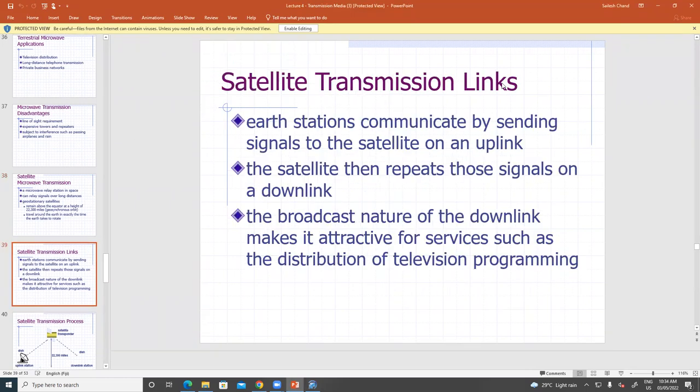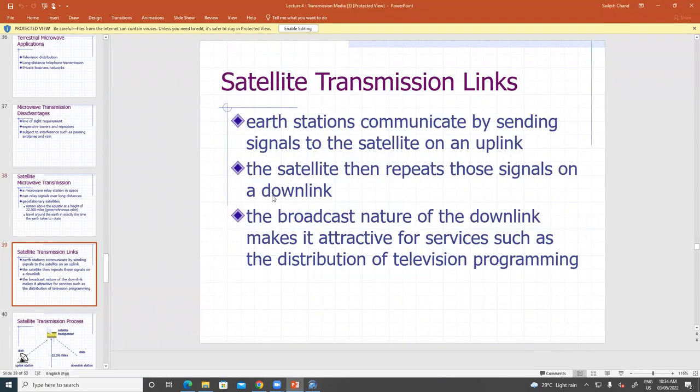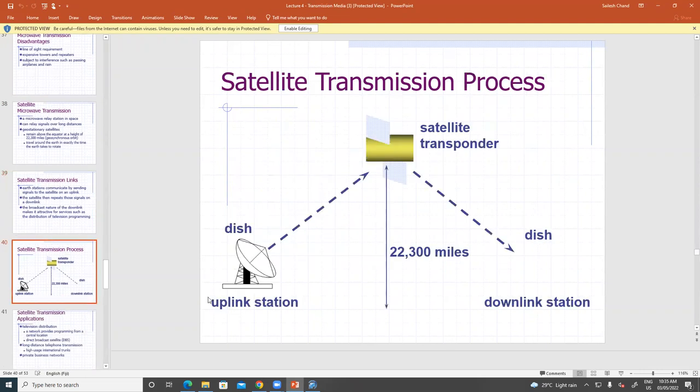The satellite transmission links: Earth stations communicate by sending signals to the satellite on an uplink. Just an example like this here. The satellite then repeats those signals on a downlink, right? So it picks up from one place and then sends it to a different place. Just like we view, for example, the games on TV happening in Japan or in Hong Kong or in the US, being transmitted through the satellite links. The broadcast nature of the downlink makes it attractive for services such as distribution of television programming. That is the process, the uplink and then the downlink.